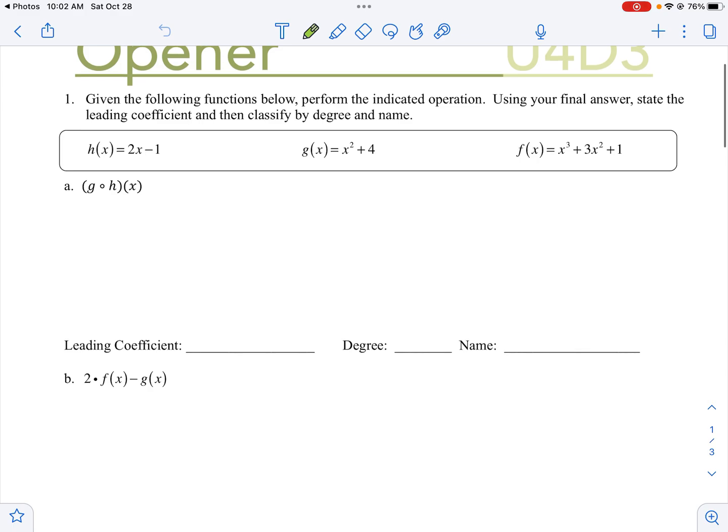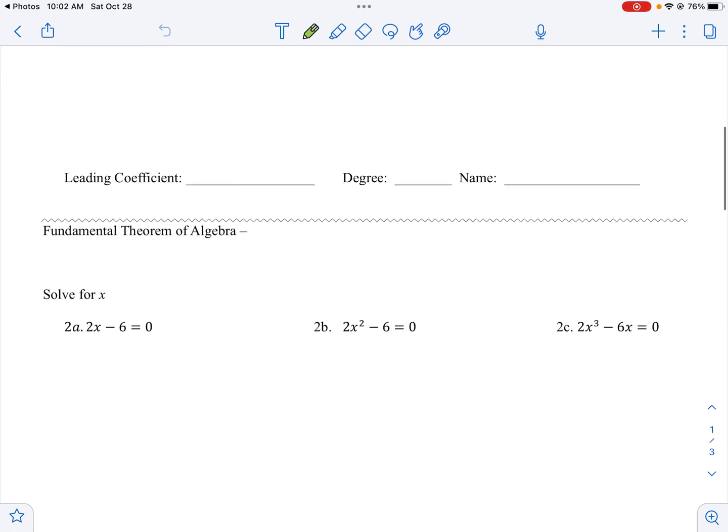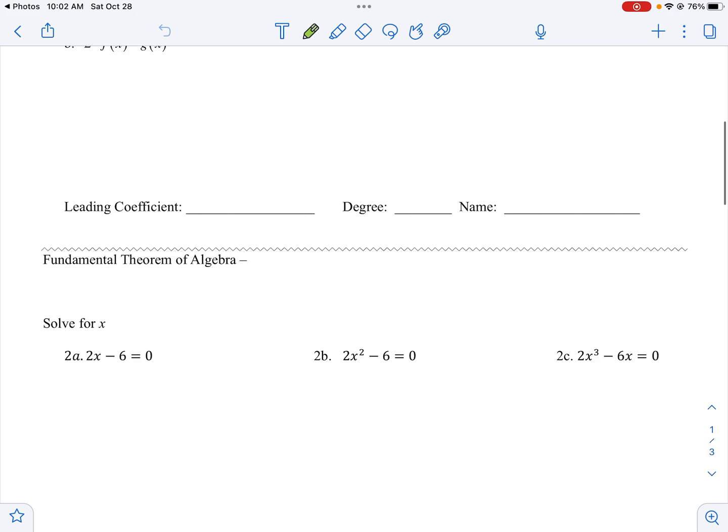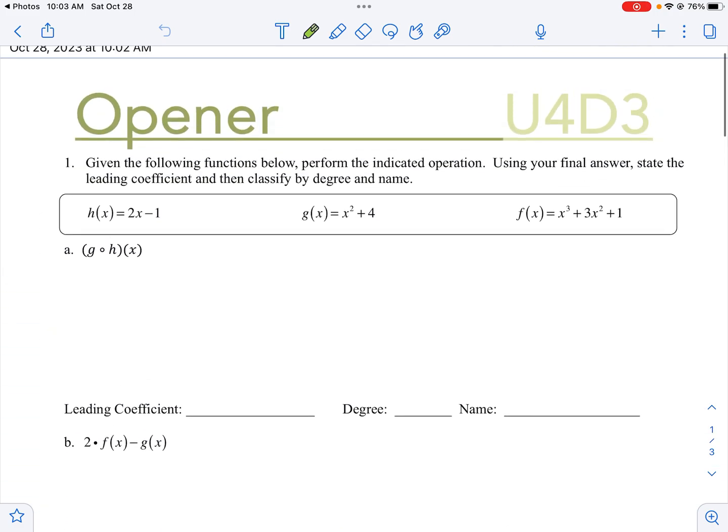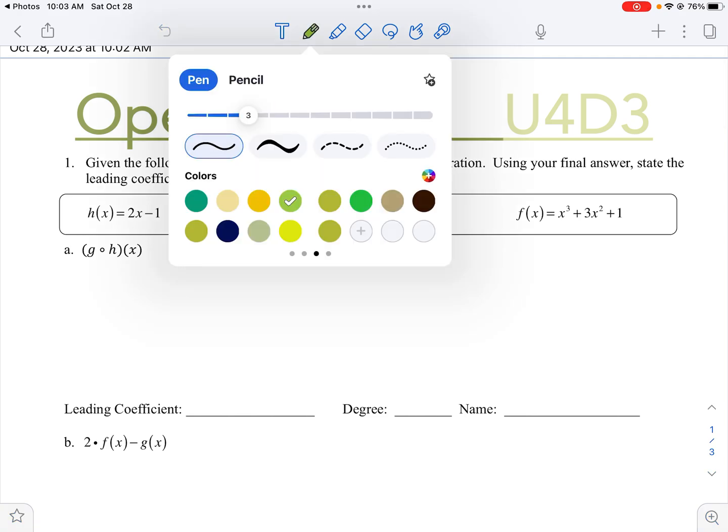I'm not going to completely finish both openers, but I really will take some time to talk about the fundamental theorem of algebra, as well as some solving over here. So let me just get you started on the opener.